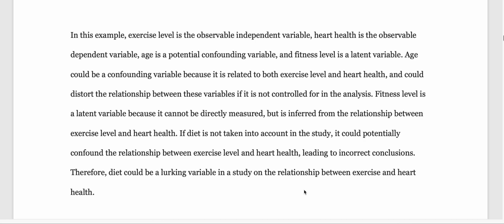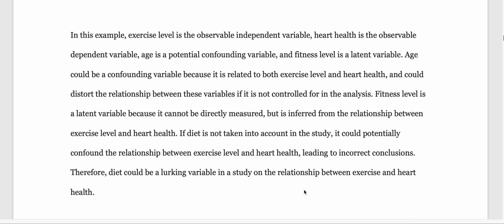In this example, exercise level is the observable independent variable, heart health is the observable dependent variable, age is a potential confounding variable, and fitness level is a latent variable. Age could be a confounding variable because it is related to both exercise level and heart health, and could distort the relationship between these variables if it is not controlled for in the analysis.